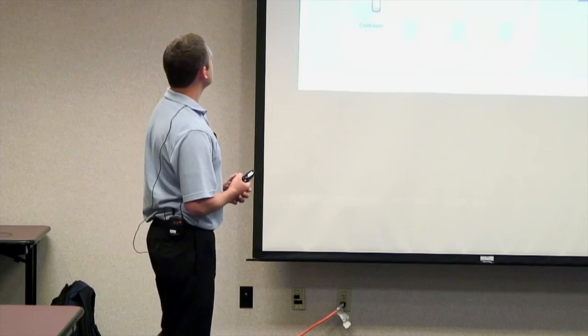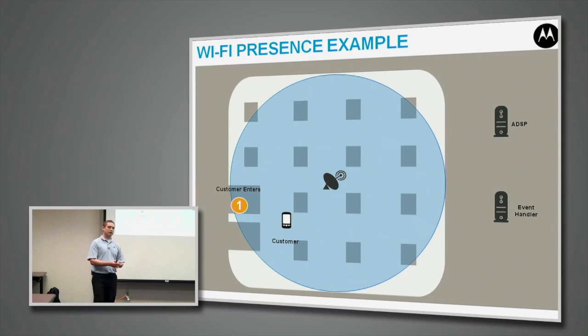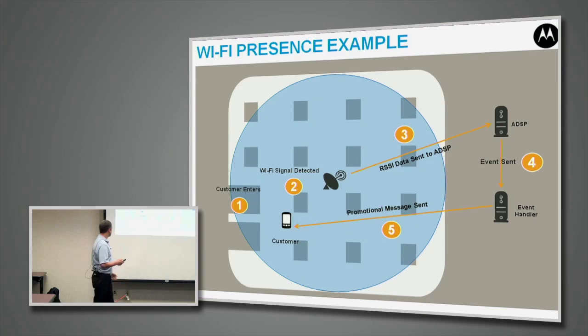So we work on this concept of an RSSI threshold. We don't just say, okay, we see you, you're present. We set an RSSI threshold. It's configurable, and you have to reach that threshold before we say you're in the environment, right? And it's configurable by the end user. So you detect the signal, that information is sent back to ADSP. ADSP can send that information through the API to some event handler. And in this example, let's say we send a message to the end user, a promotional message.